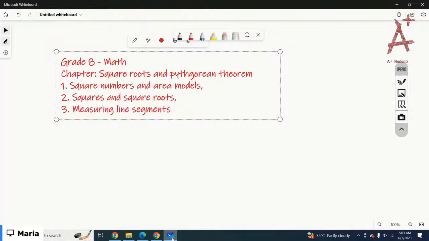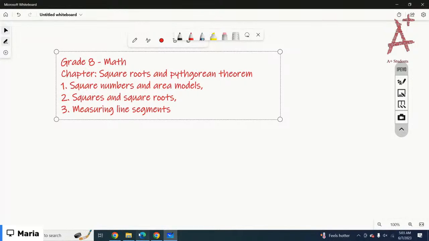We are here for grade 8 maths. So we're going to start with chapter square roots and Pythagorean theorem. The lessons we're going to cover today are square numbers and area models, squares and square roots, and then measuring line segments. So let's just start with the lesson.